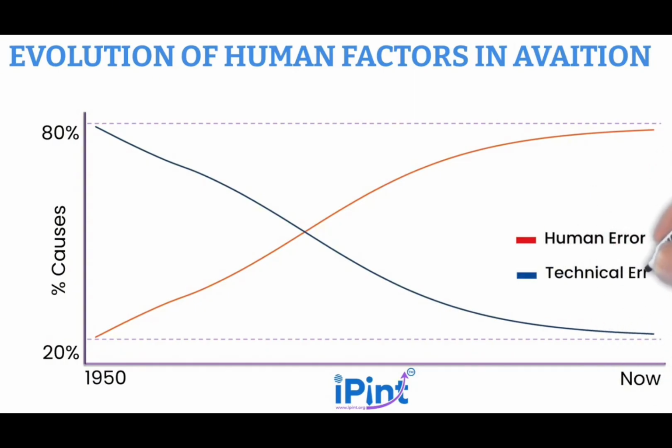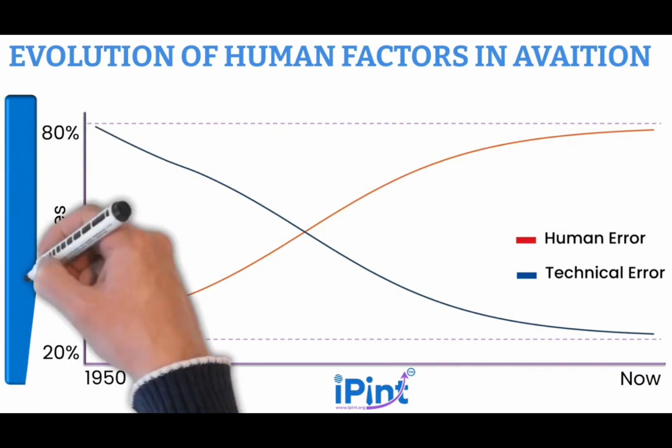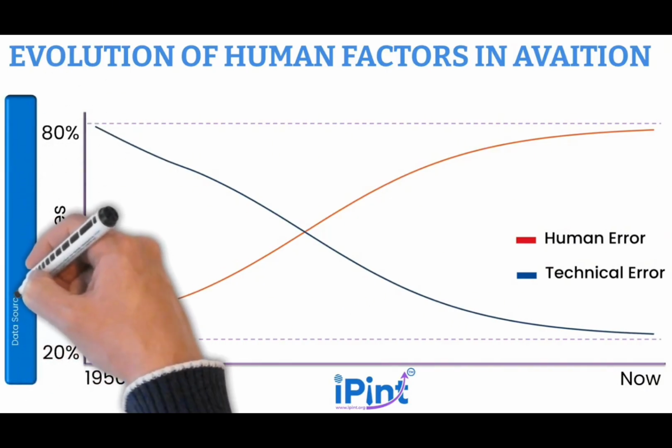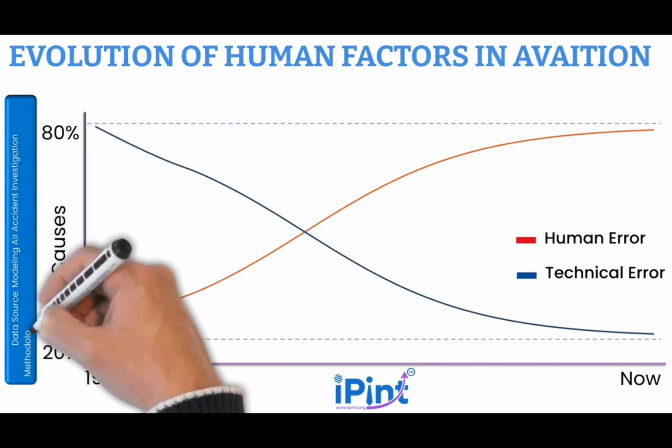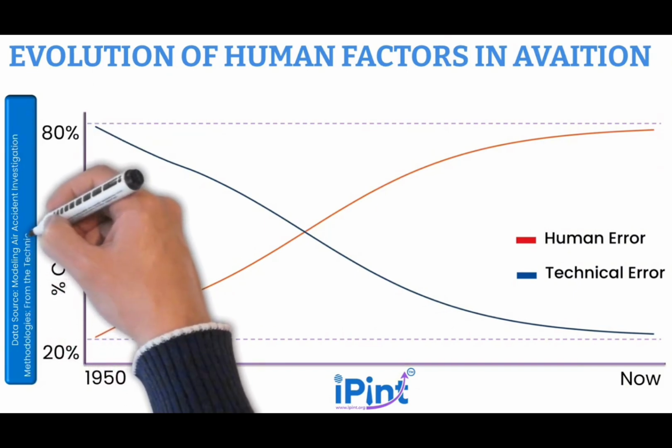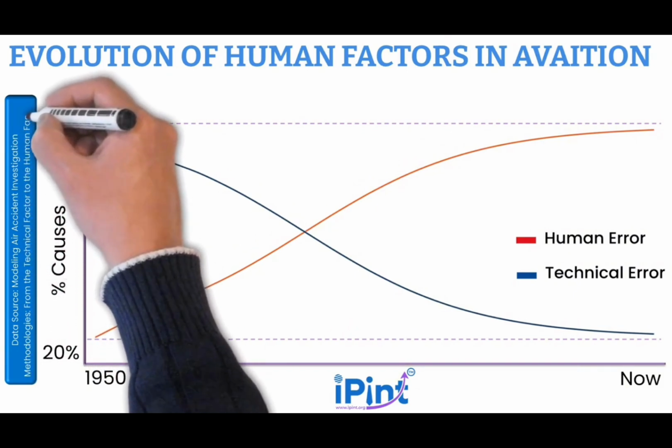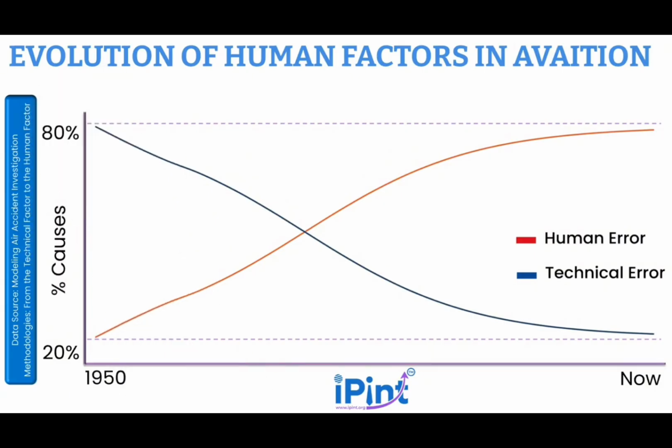But here's what's fascinating. As technology advanced, as aircraft became more reliable, systems became more sophisticated, and engineering standards improved, that picture completely reversed. Today, technical error has dropped to just 20%. Meanwhile, human error has risen to account for 80% of aviation incidents and accidents. What this graph tells us is profound. Technology has largely solved its own problems. The challenge now, the frontier we must focus on, is the human being in the system.